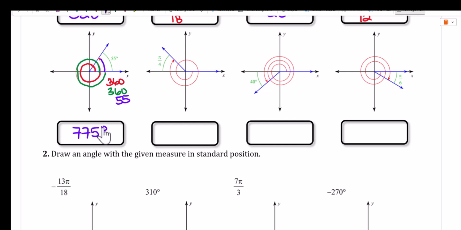Remember, if you are going clockwise, then your degrees are negative. All right? So I want you to pause the video. I want you to try these 3 examples. Try these 3 on your own, and then unpause the video, and I'll have my solutions pulled up.